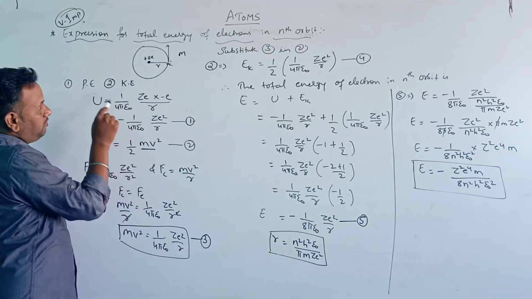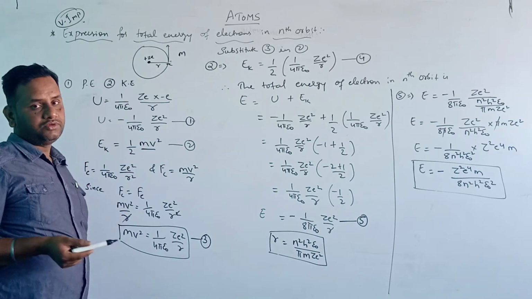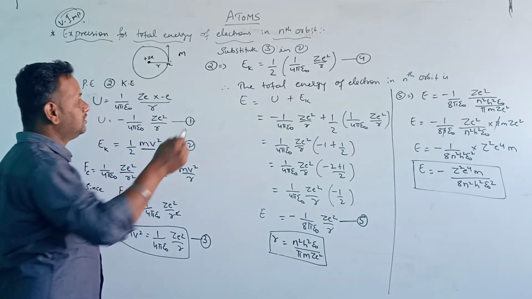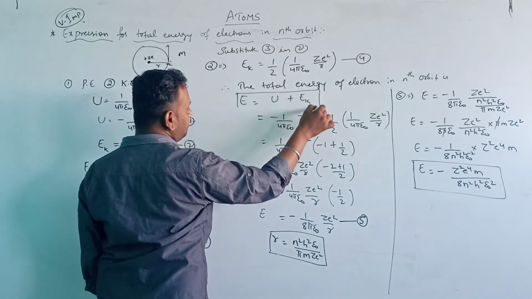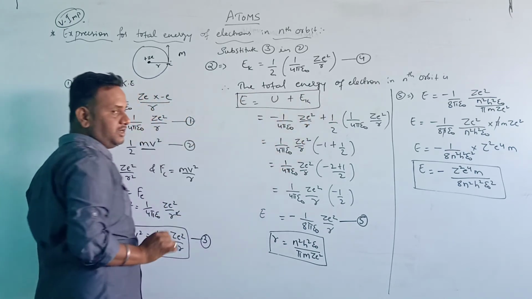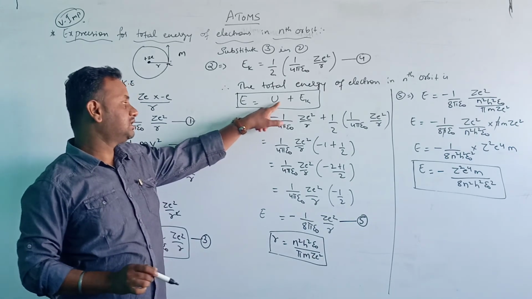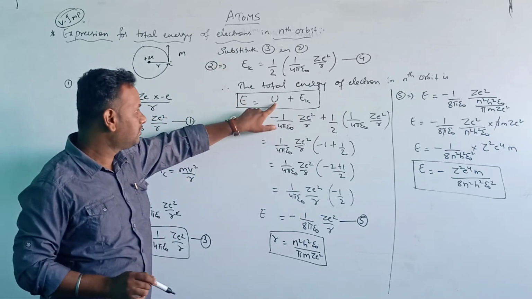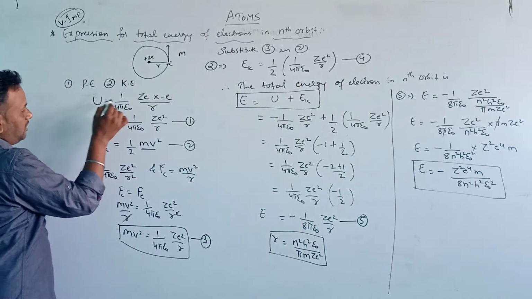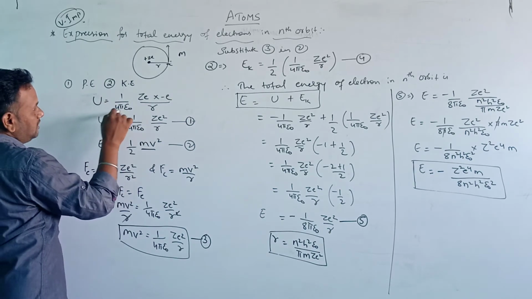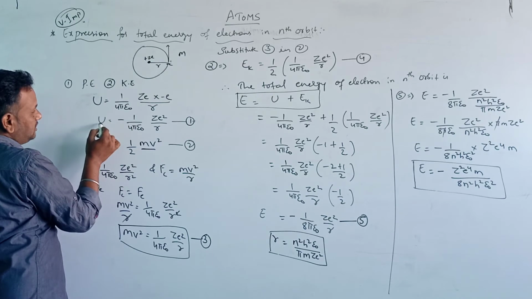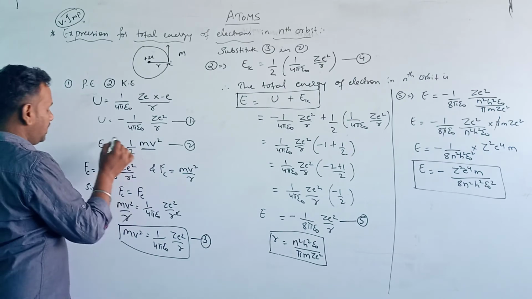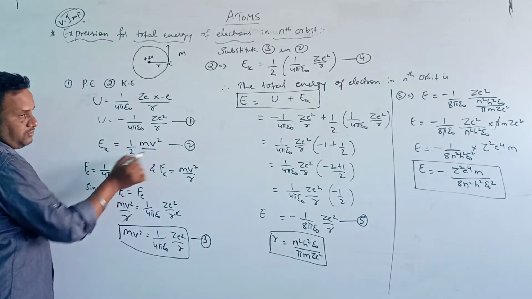So before finding the total energy, let us find the potential energy and the kinetic energy, because we know that the total energy is given by the sum of the potential energy and kinetic energy. Once we get the values of potential energy and kinetic energy and substitute here, we get the total energy. So let us first find the potential energy. The potential energy of the electron revolving around the nucleus at a distance r can be written as U is equal to minus 1 by 4 pi epsilon Z square e square divided by r. And the kinetic energy is given by half m v square.